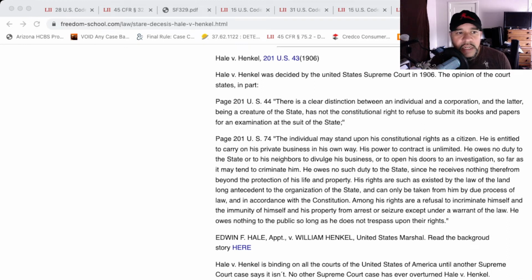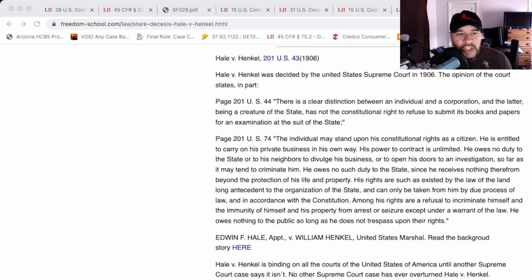He is entitled to carry on his private business in his own way. His power to contract is unlimited. He owes no duty to the state or to his neighbors to divulge his business, or to open his doors to an investigation, so far as it may tend to incriminate him, right? Now that's when you think about the Fifth Amendment, right? The right to remain silent.